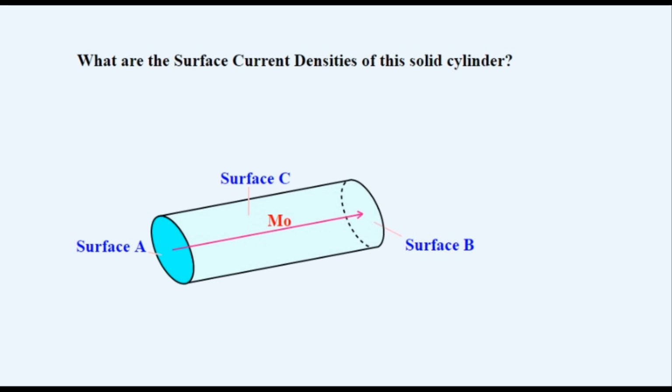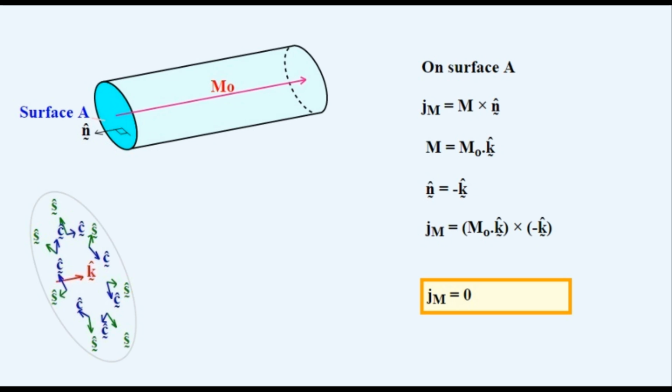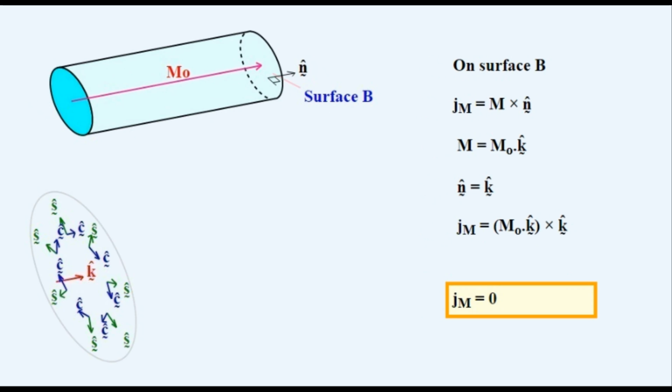Now to find the surface current densities around this short solid cylinder. To find them for surface A, we plug in all the values for the surface A, including the surface normal vector of A, so as to get this result of 0, because it has the same surface normal vector as the bar that we've analysed just before. Similarly, surface B has 0 surface current density.